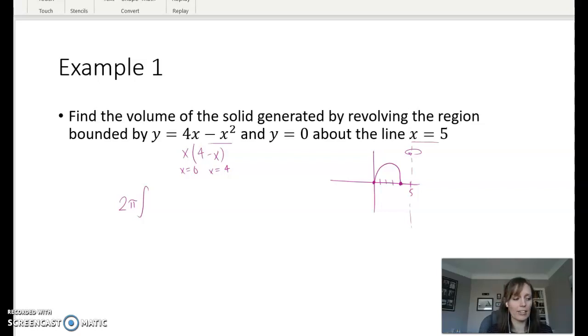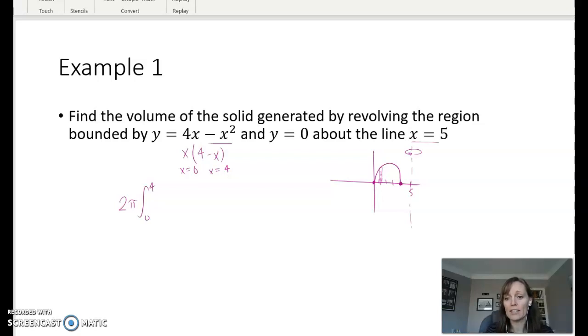So we're going to have to do that inner minus outer concept to determine this. So I have the lower bound is 0, the upper bound is 4. And then I'm setting up the surface area, right? The radius times the height.